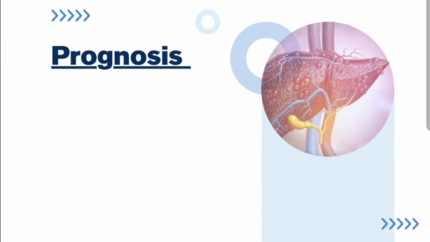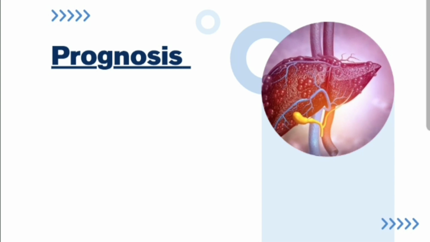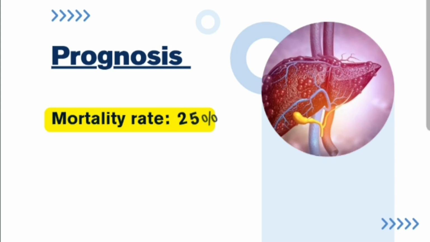Now, let's discuss the prognosis of SBP. The mortality rate of SBP is 25%, but early diagnosis and treatment lead to a decrease in the mortality rate to less than 10%. Since the majority of patients have underlying severe liver disease, many may die of liver failure, hepatorenal syndrome, or bleeding complications of portal hypertension.